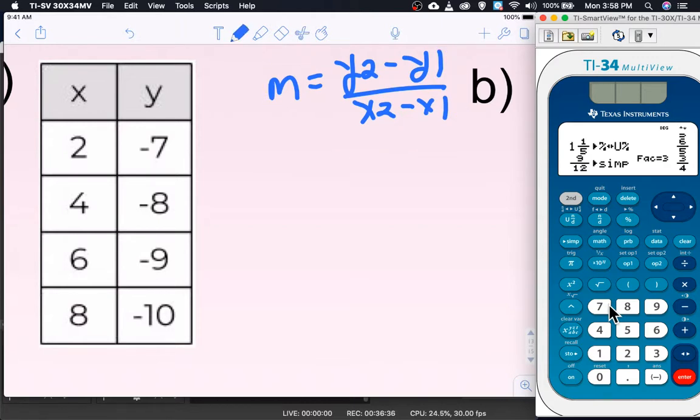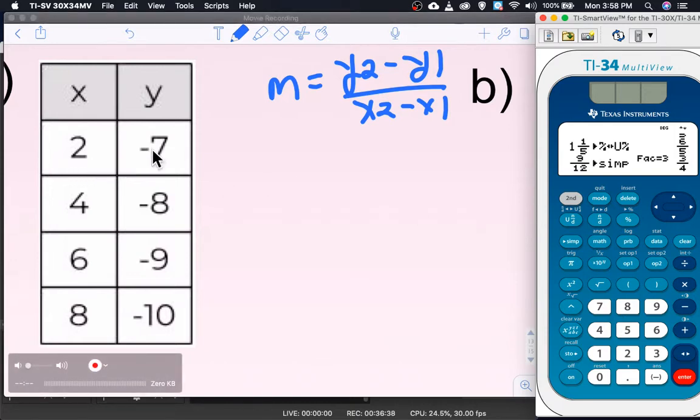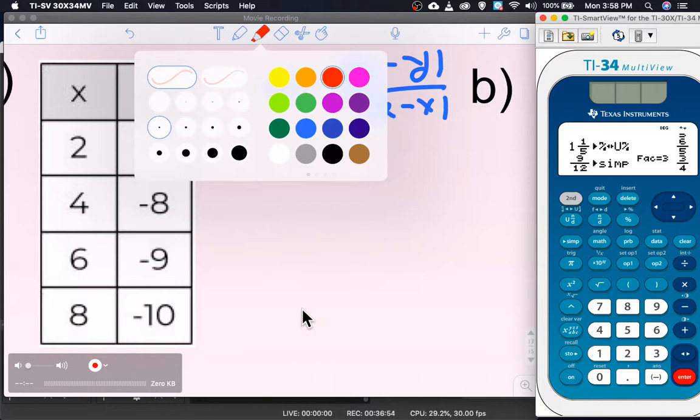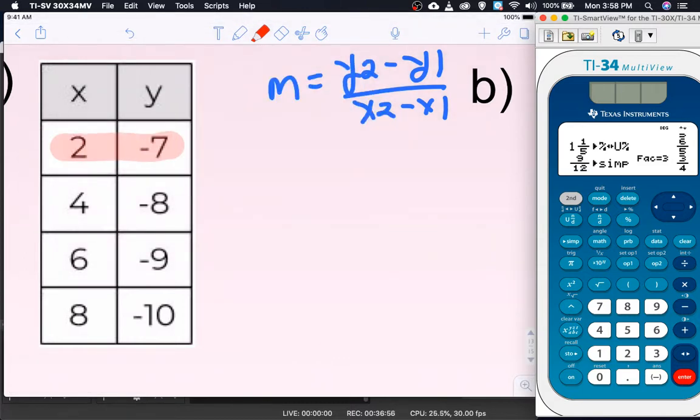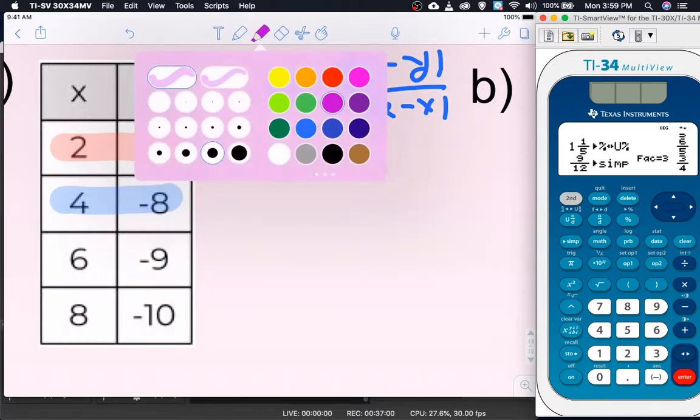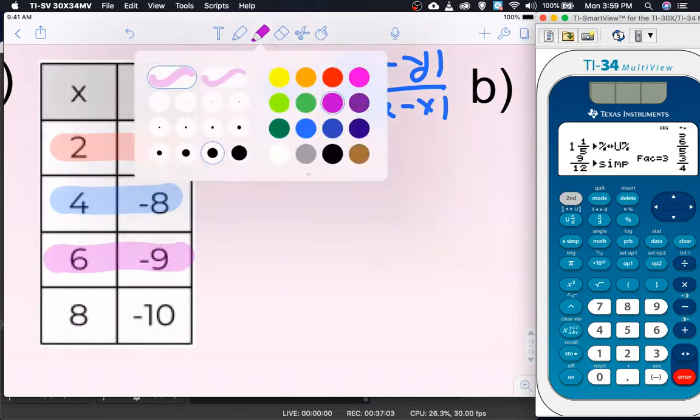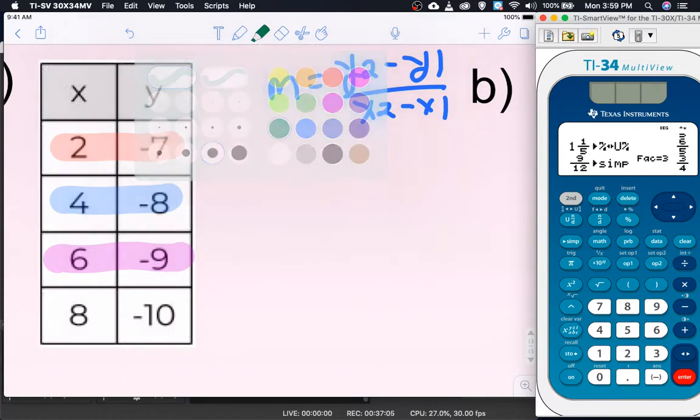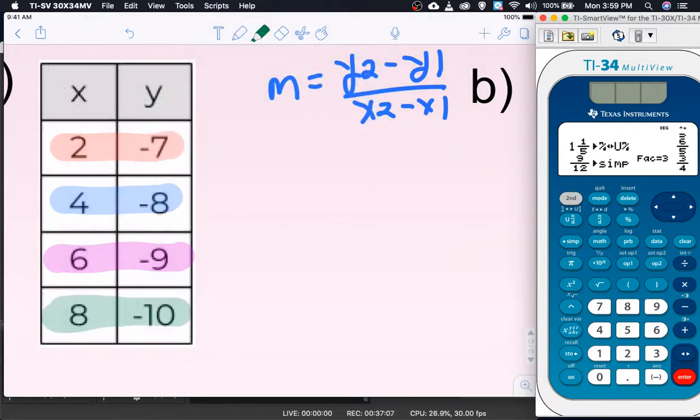But we have a whole bunch of different points here we can use. Like this 2 comma negative 7. That's what this is. This is x comma y. 2 comma negative 7. This is a point. This is a point. This is a third point, and this is a fourth point. So if I was color coding this, we've got point 1, point 2, point 3, point, let's do green, point 4.